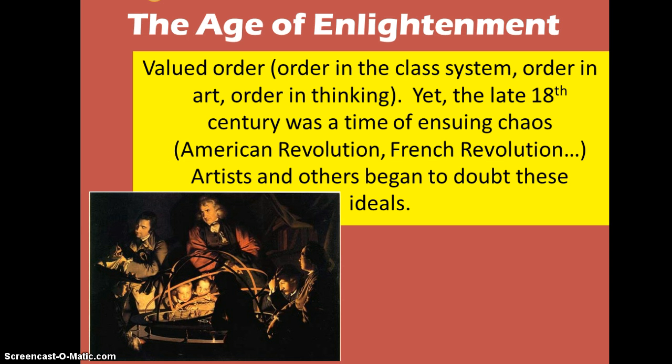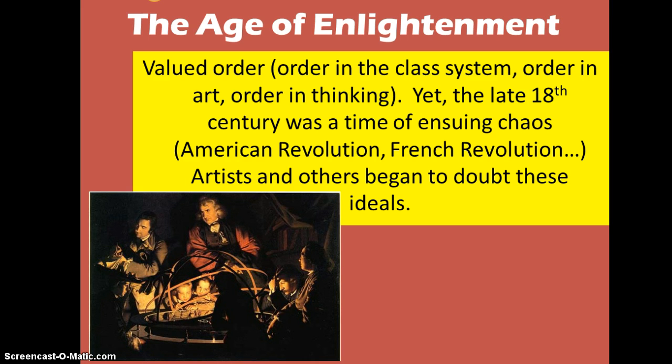So previously to the Romantic period, we had what's called the Age of Enlightenment. We also call it the Age of Reason. And this time period valued order, particularly order in the class system. So very much the higher class was the ruling order. They believed in order in art and order in thinking. They were all about science. In fact, one of the romantic novels we don't read, Frankenstein, shows the reaction against this idea of science.